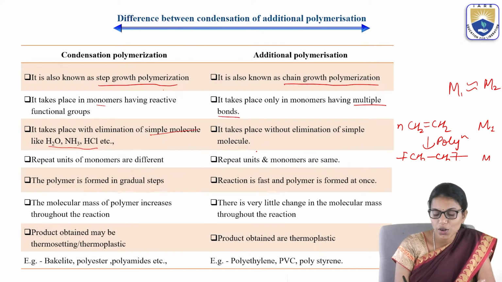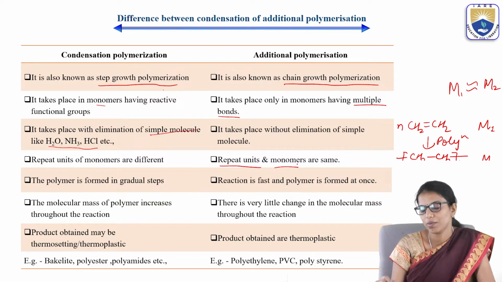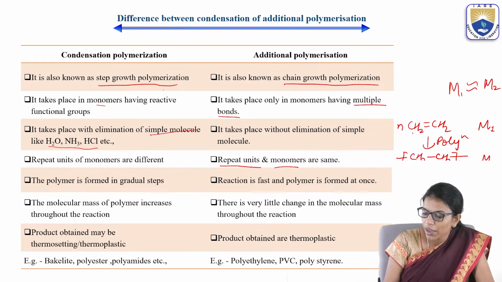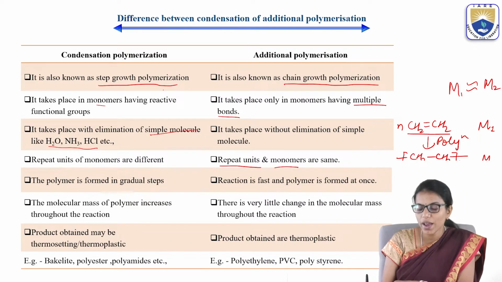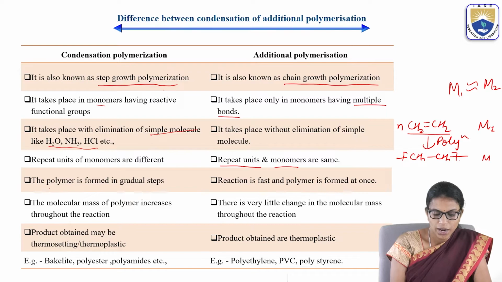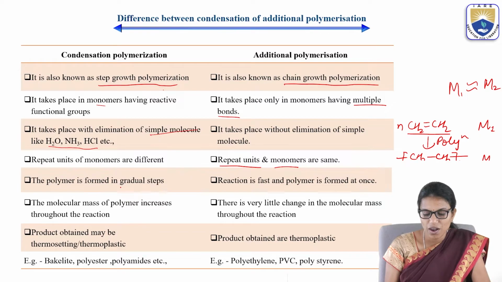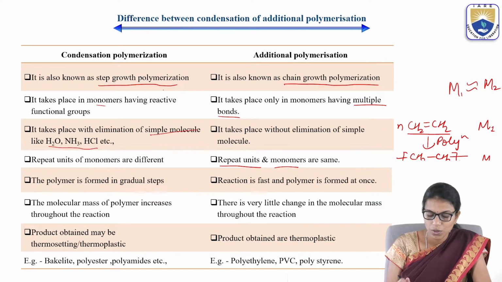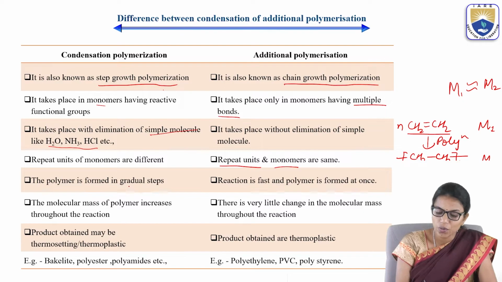Here, in the case of addition polymer, the repeating unit and monomer will be the same. I have explained CH2=CH2. This is the monomer of polyethylene, and in polyethylene the formation is CH2-CH2 single bonded units, and that type of molecules are combined together. So monomer and repeating unit are the same. In condensation polymerization the polymer is formed in gradual steps, while in addition polymerization the reaction is fast and the polymer is formed at once. Why gradual steps? I have already mentioned.